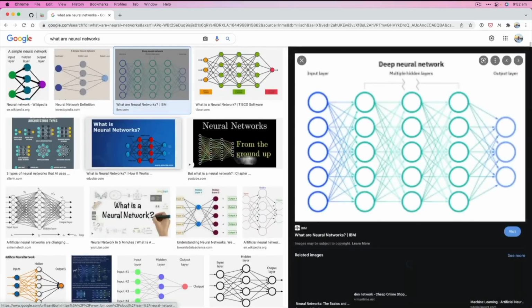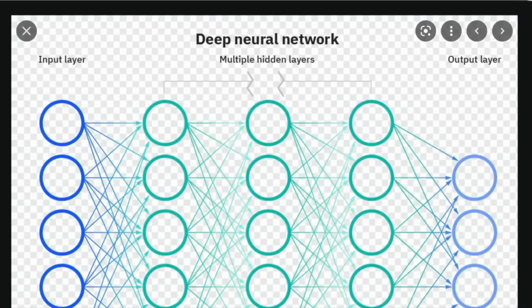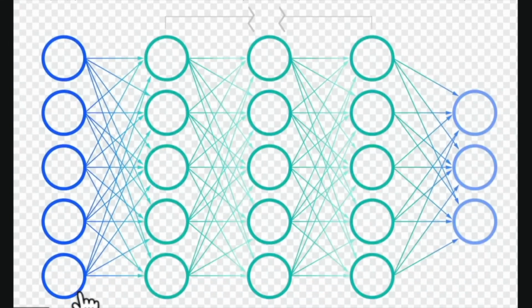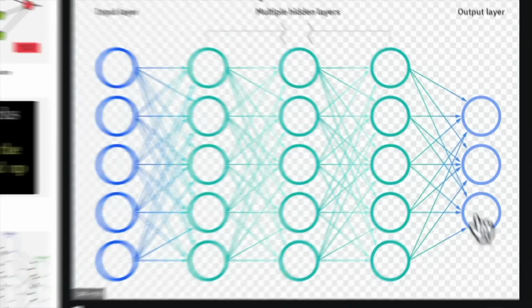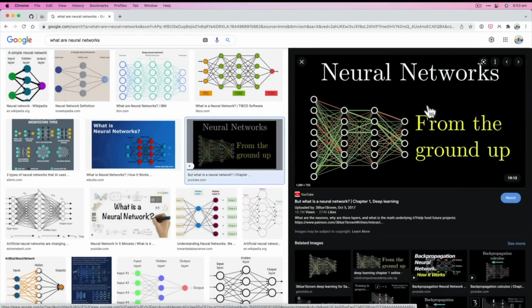So if we go to this one, for example, we have an input layer, then we have multiple hidden layers. However you define this, you can design these how you want. And then we have an output layer. So our inputs will go in, some kind of data. The hidden layers will perform mathematical operations on the input, so the numbers, and then we'll have an output. Oh, there's 3Blue1Brown neural networks from the ground up. Great video. Highly recommend you check that out.